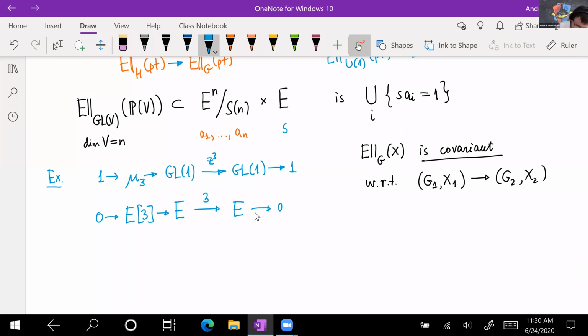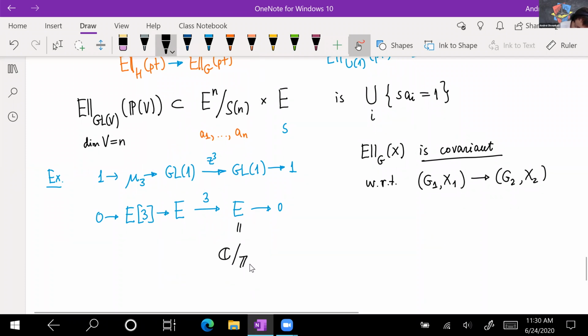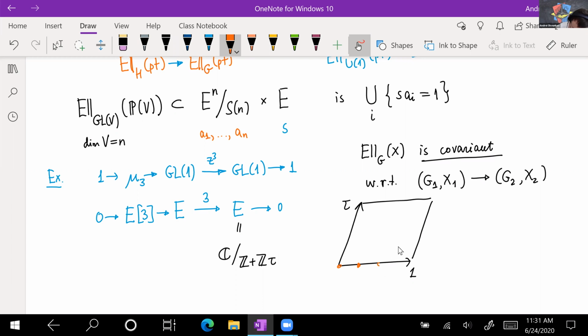If you think of the elliptic curve as over C, so if we think of this as C mod Z plus Z tau, this would look like this. So this is 1, this is tau, this would be the points of order 3. So there are points of order 3, like that.